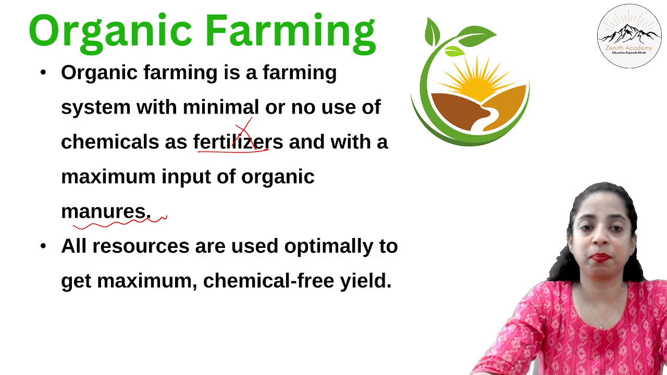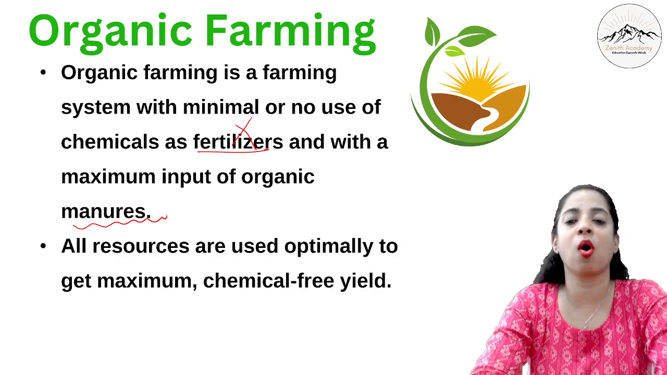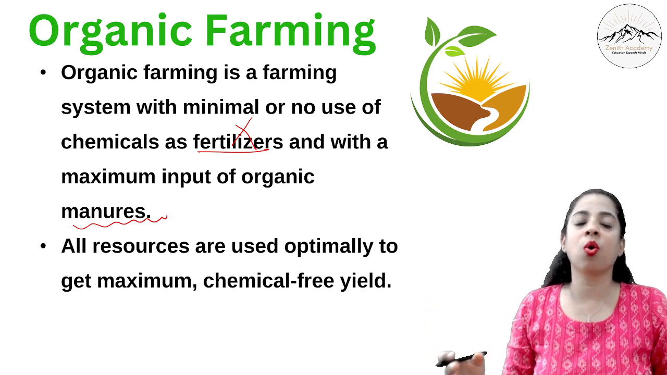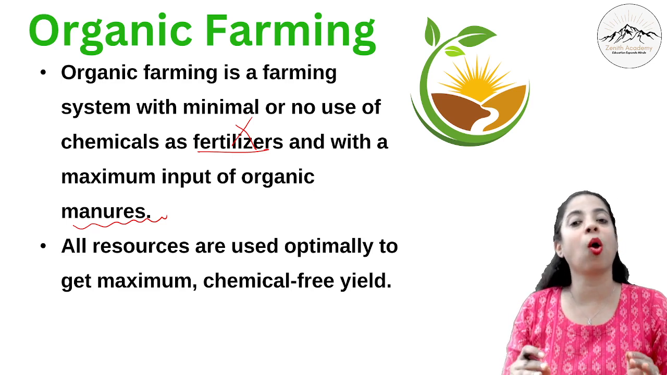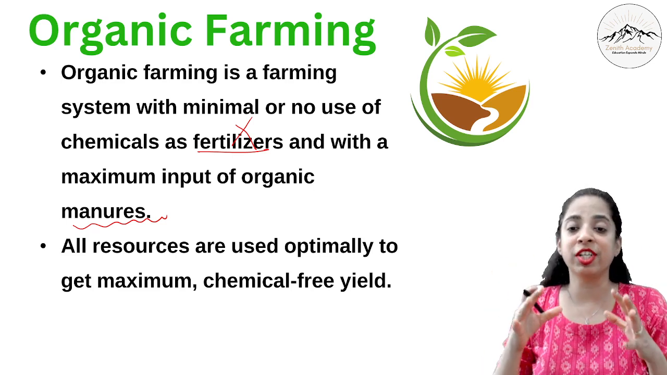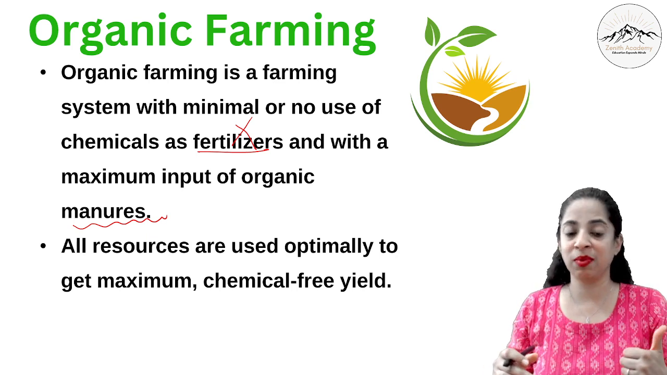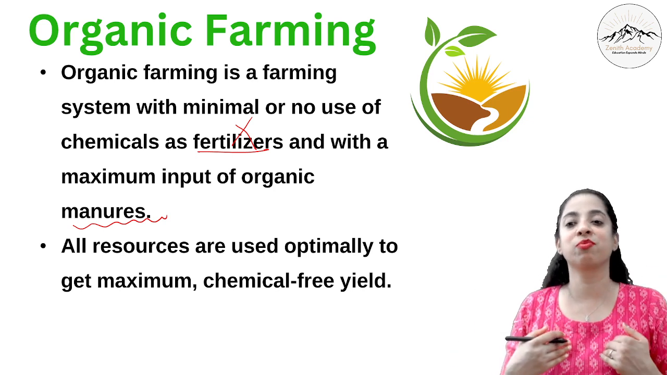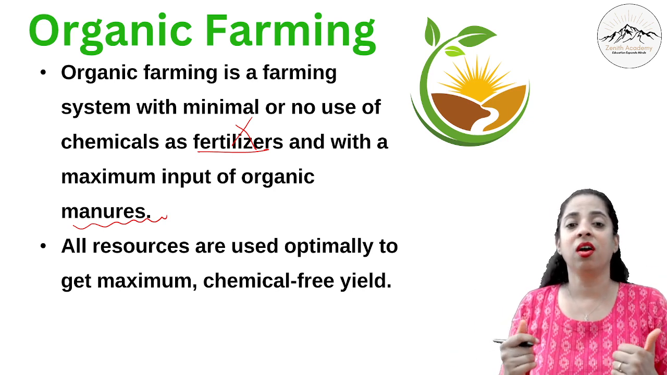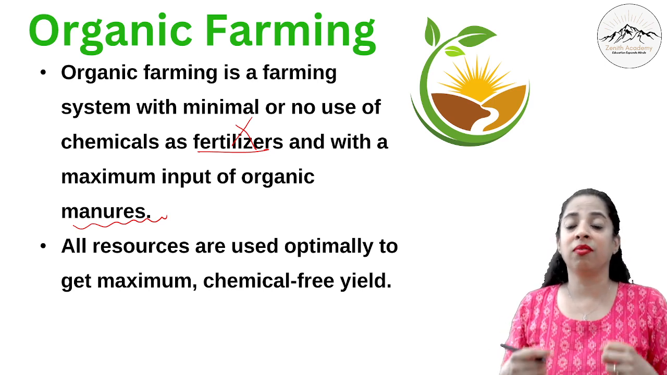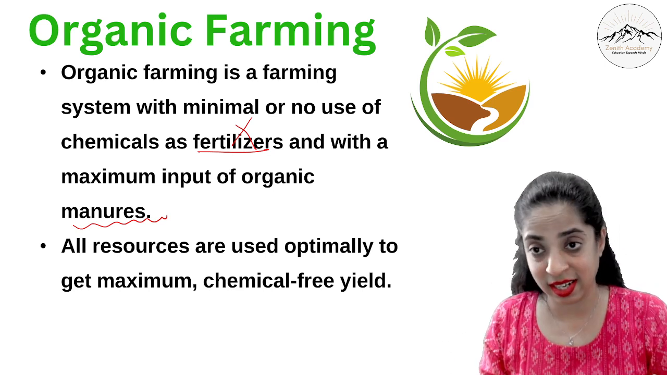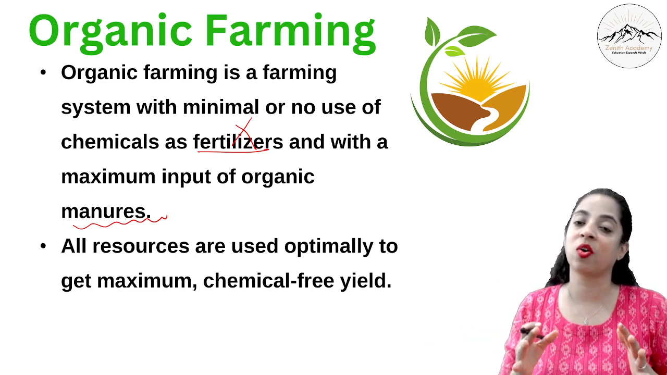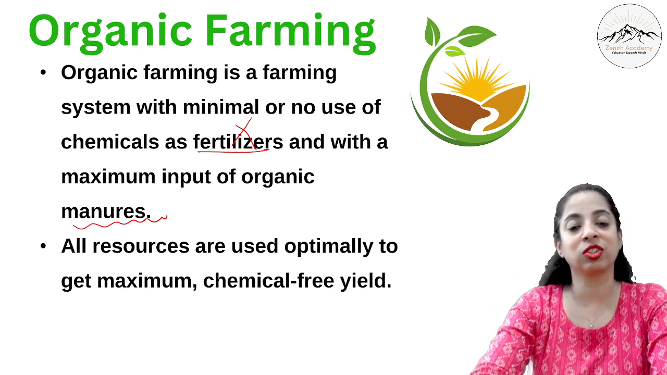Let's go ahead. Now, all resources are used optimally to get maximum chemical free yield. So, we use all the other resources also of farming very optimally, perfectly, judiciously, so that we get maximum yield and the yield which is chemical free, so that it is very good for the consumption of human beings. There are no artificial fertilizers, there are no chemicals, we avoid spreading of pesticides and other chemicals, and we use all the resources which are available to us organically, and we use all the other resources also optimally.